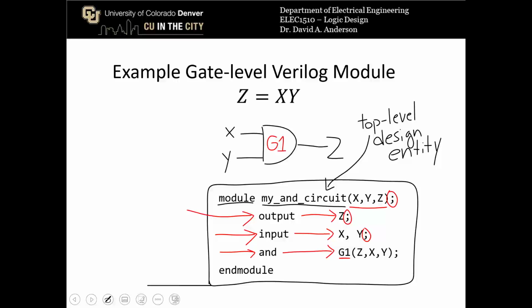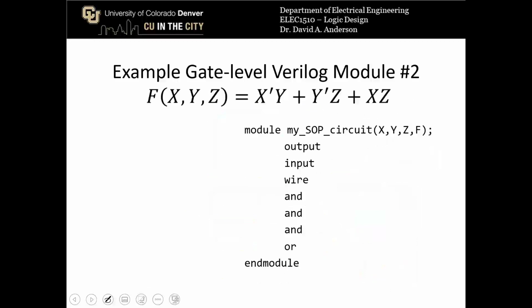And then we say what the output is first, so output. And then we tell it the inputs. Then semicolon, and then end module. So we're done. We have defined this logic circuit. All right, that one's pretty simple. So let's move on to a more complicated example.